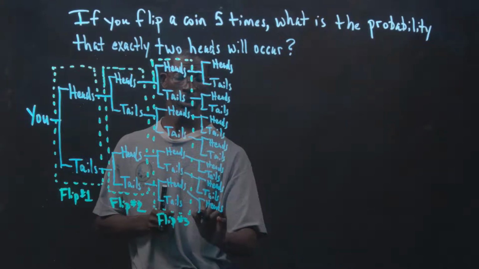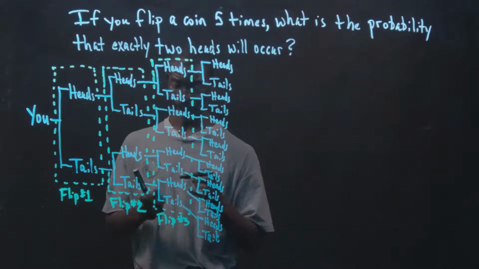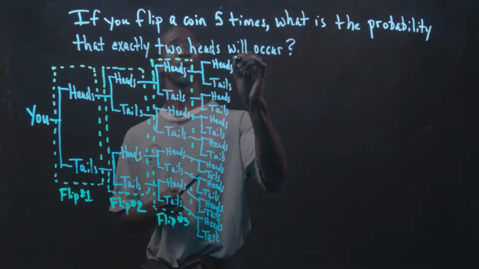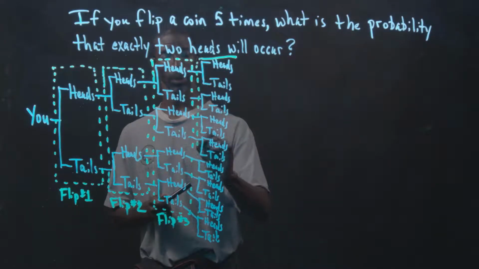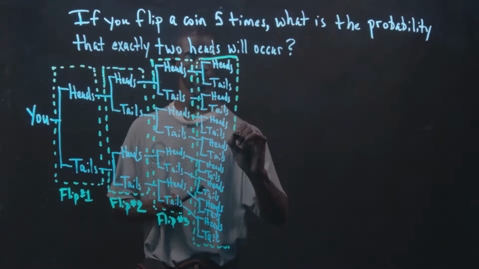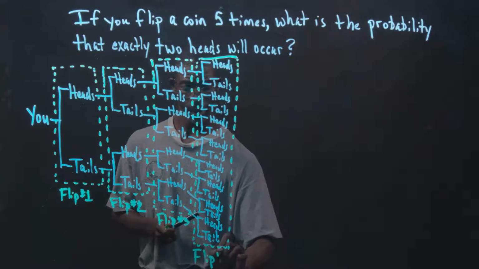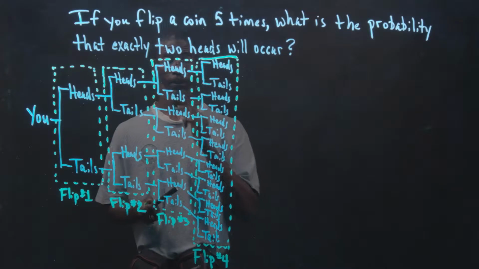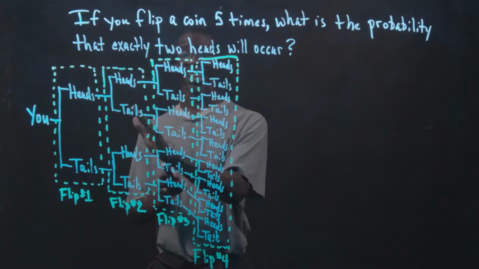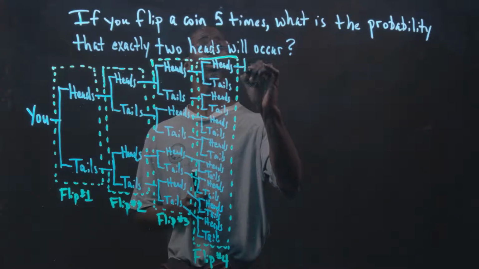Heads, tails, and lastly, heads, tails. And this is flip number 4. Let's make sure we label that flip number 4. Last, I have flip number 5. Let's see how creative we can be here with our spacing.